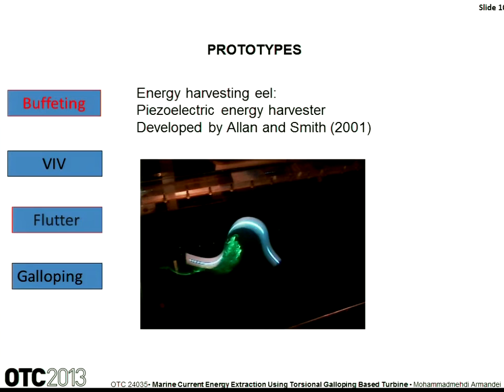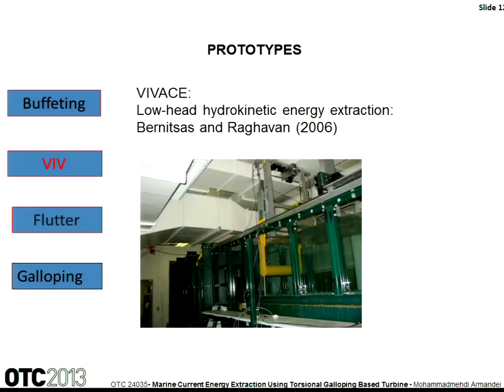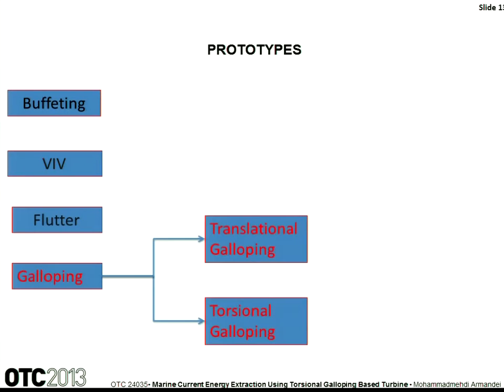Buffeting also was used by some researchers in order to extract energy from the water current. For example, this is the energy harvesting eel, a piezoelectric energy harvester developed by Allen and Smith in 2001. And this is a yawing flat plate in the wake of a bluff body, used to extract energy passively from the water current, developed by Fernandez and Armandi, 2011. Vortex-induced vibrations are also used to extract energy from the water current. The most famous one is Vivace, developed by Bernitsas and Raghavan, a low-head hydrokinetic energy absorber.